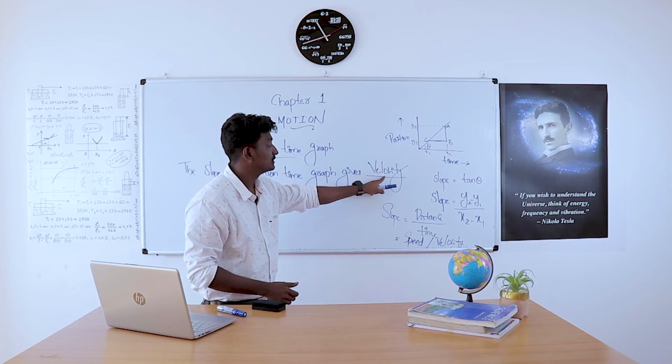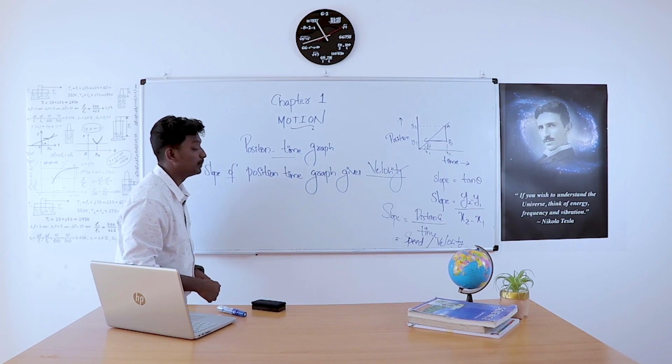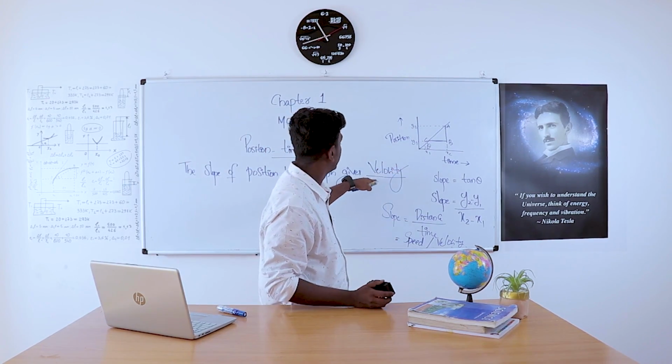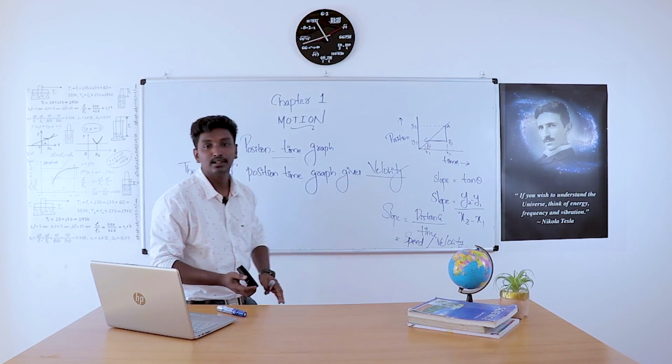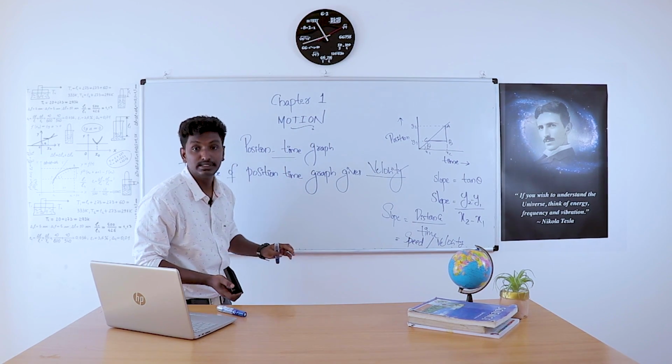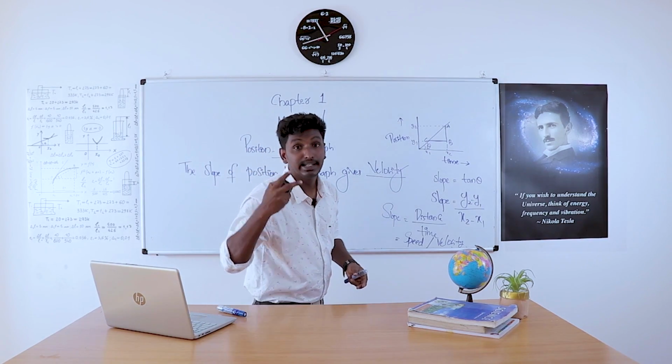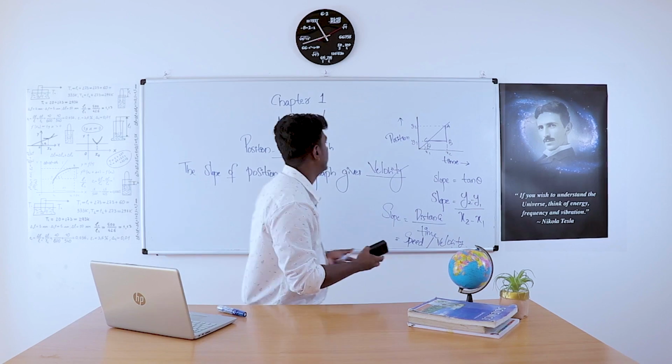I am writing velocity in the blank space. The slope of position time graph gives velocity. Now we have solved the case and we get the term velocity. That's all about position time graph. Now we are moving to our next graph, the velocity time graph.